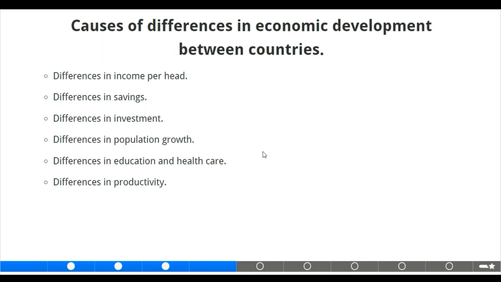We also have the differences in population growth. Of course, in a country with high population growth, there is usually a high dependency ratio, with a high proportion of children being dependent on a small proportion of workers. We also have differences in education and healthcare. Of course, the lack of access to or poor quality of education will reduce the quality of people, as a result of low level of productivity.